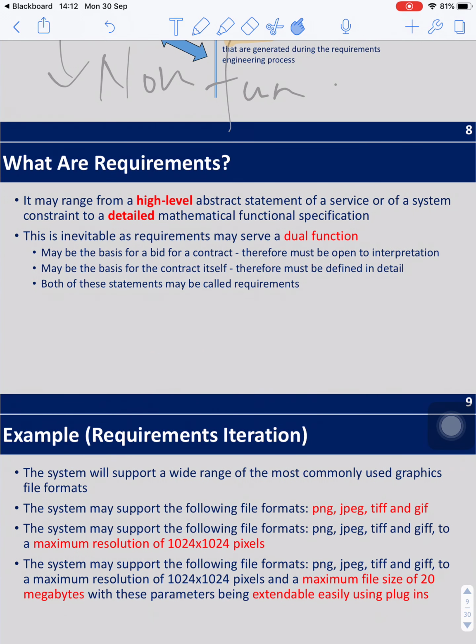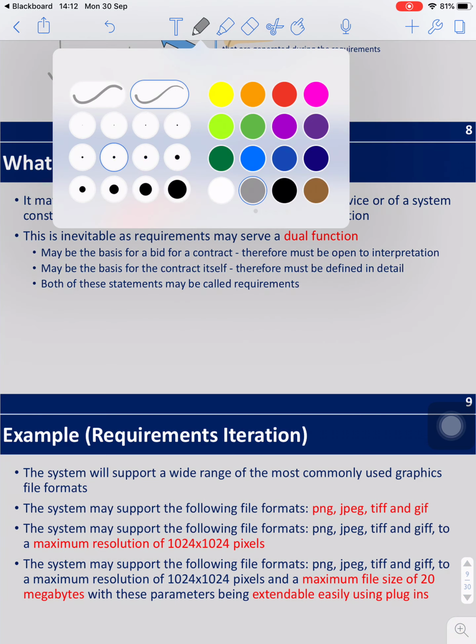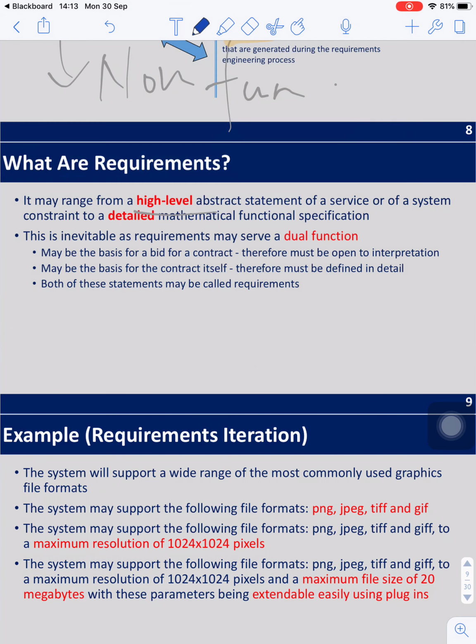So what are the requirements? They may range from a high-level abstract statement of a service or of a system constraint to a detailed mathematical functional specification. It can be high level or it can be detailed.